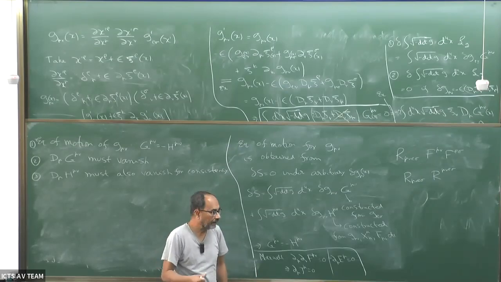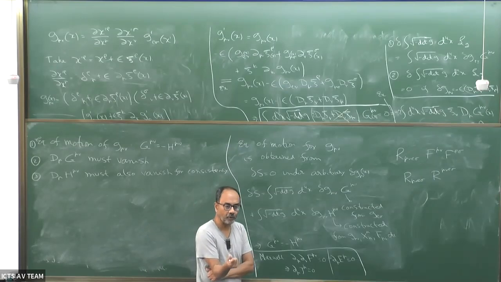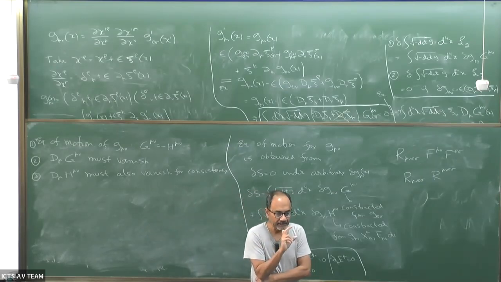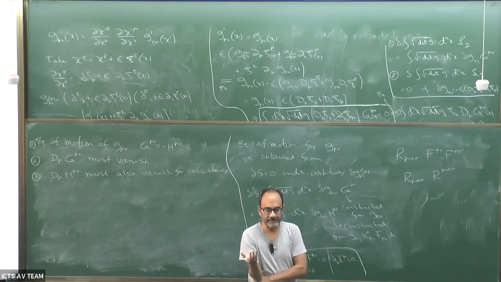But there is something that we can say, which is the following: on the right hand side, the variation of whatever field it is should vanish when the equation of motion of that field is satisfied.